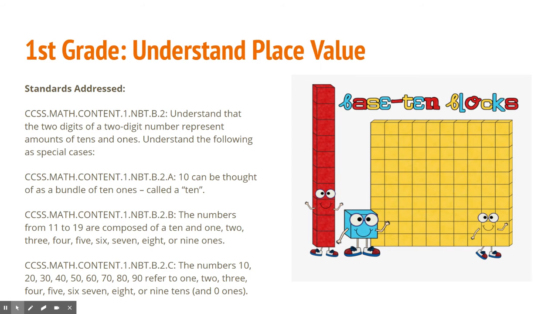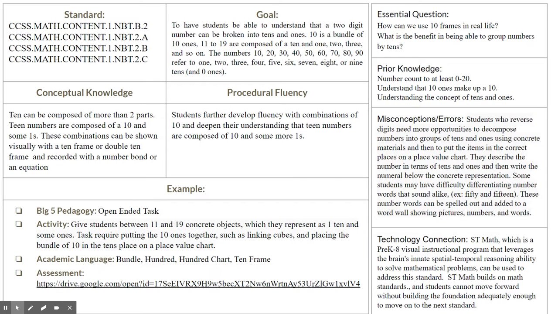The second is that the numbers 11 through 19 are composed of a 10 and 1, 2, 3, etc. ones. The third part of the standard is that students will understand that all numbers 10, 20, 30, 40, 50, etc. refer to 1, 2, 3, 4, 5, etc. sets of 10 and no ones.